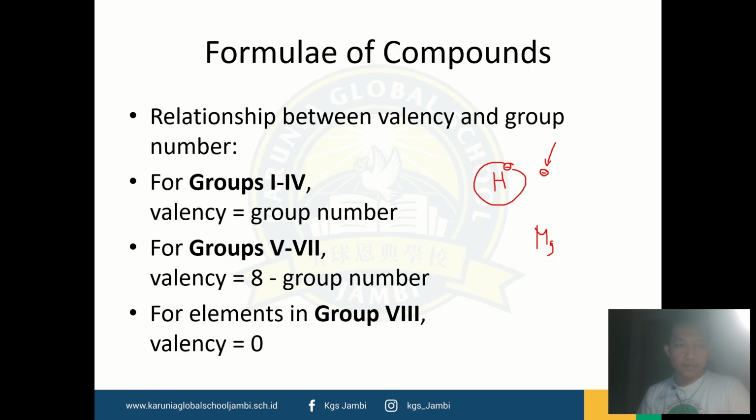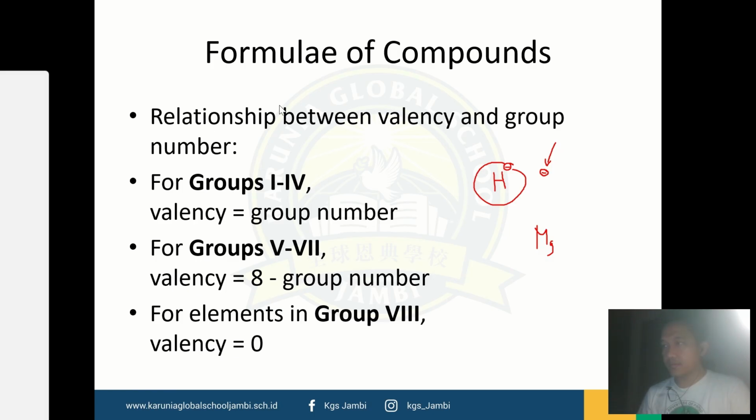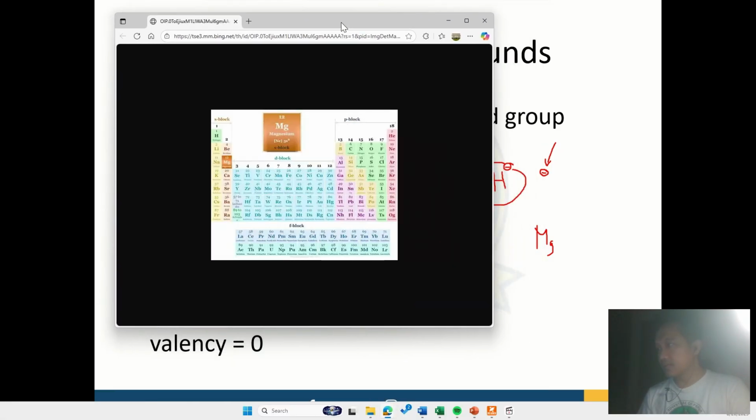Okay, here we have the... okay, let's look at this for a while. So we see here that magnesium's atomic number is 12, and it's in group 2.